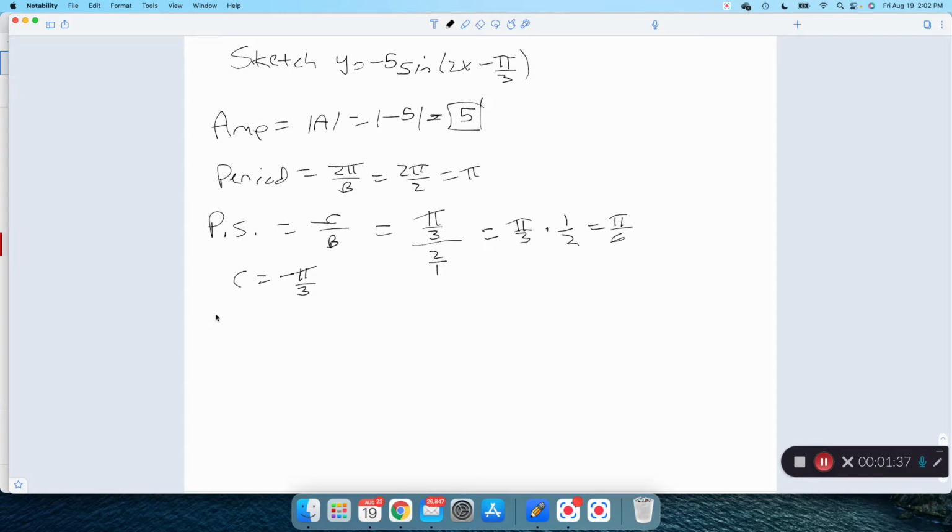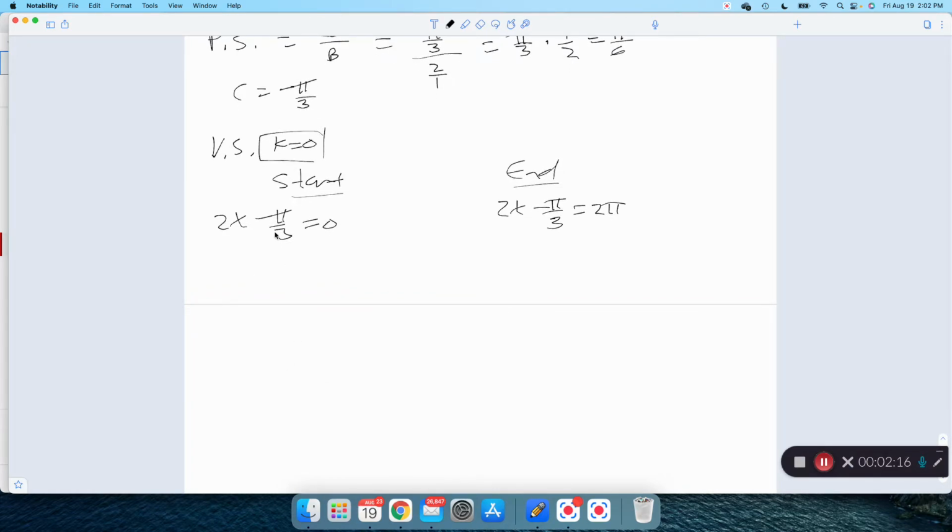We find those next. Our vertical shift is 0. We have no vertical shift. We find our start and end by setting the inside equal to 0 and the inside equal to 2 pi. Always for sine and cosine, secant and cosecant even. Inside equal to 0 and 2 pi.